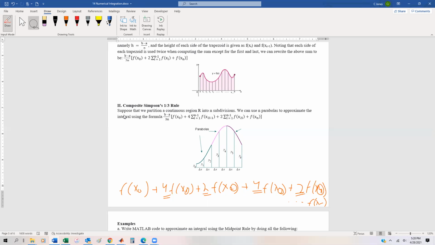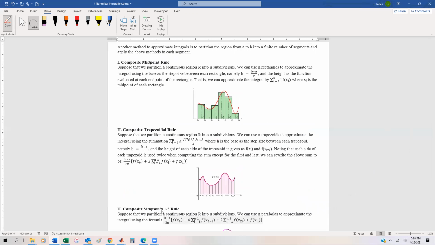And so our goal is to be able to write MATLAB algorithms that are going to compute both the midpoint rule as well as Simpson's rule.